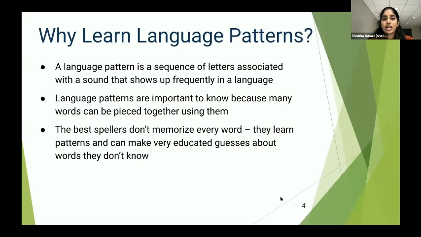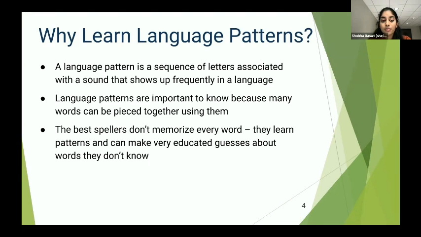So the first thing I want to go over is why it is important to learn language patterns. A language pattern, first of all, is a sequence of letters that is associated with a sound that shows up very frequently in a language. And so you'll have a lot of words that are derived from German, for example, that will have SCH used for the SH sound. Or you'll have a lot of words from French, for example, that have ET for the A sound. And so knowing these language patterns is really important to be able to piece together words using them.